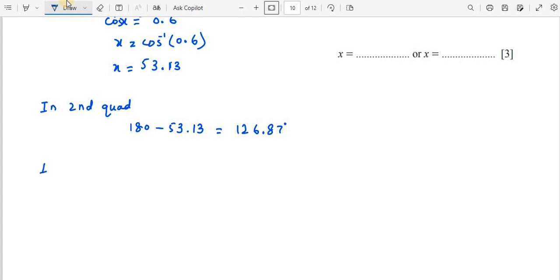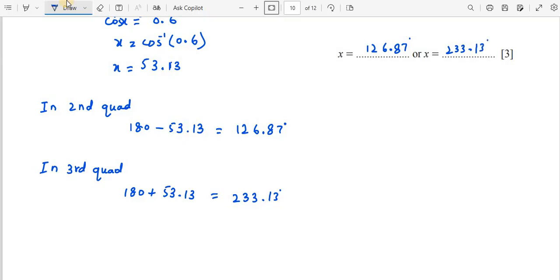And in the third quadrant, 180 plus this angle, 53.13, is equal to the sum of these values. We get 233.13. So the final answer is 126.87 and 233.13 degrees.